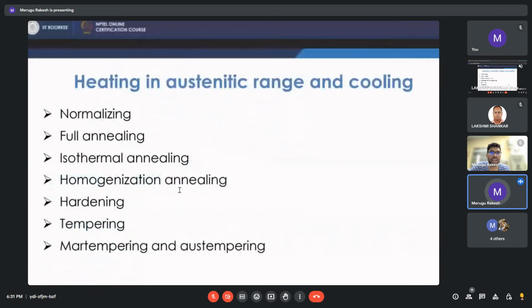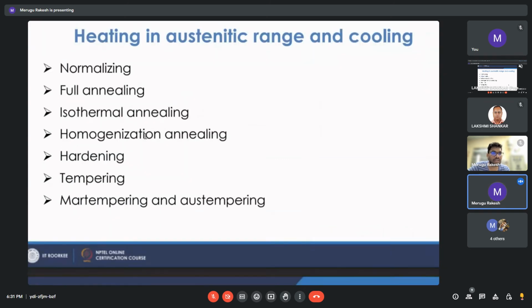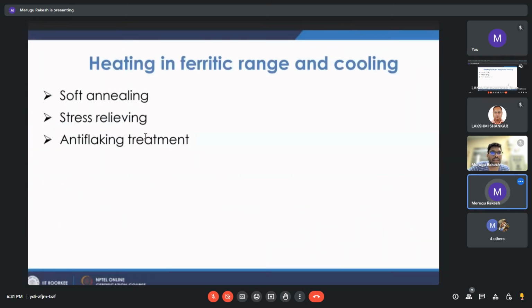Then we have different types of heating in the austenitic range and cooling. One is normalizing, full annealing, isothermal annealing, homogeneous annealing, hardening, tempering, martempering and austempering. There are several other names as well. We might also have heard of process annealing, full annealing or process annealing. So let us discuss one by one. Then heating in the ferritic range will be soft annealing, stress relieving, and anti-flaking treatment.